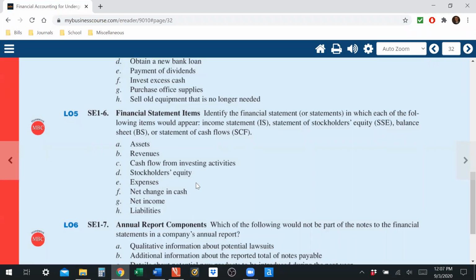Net change in cash. Which statement shows the net change in cash? Statement of cash flows, that's right. That's exactly what the statement of cash flows purpose is, to explain the change in cash.